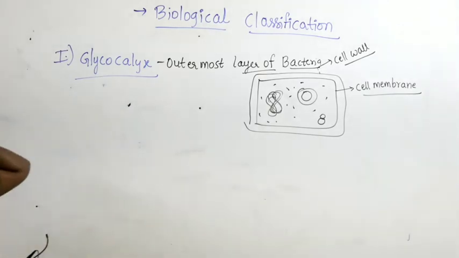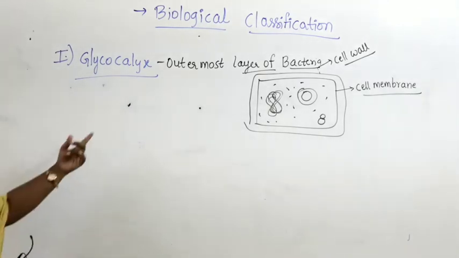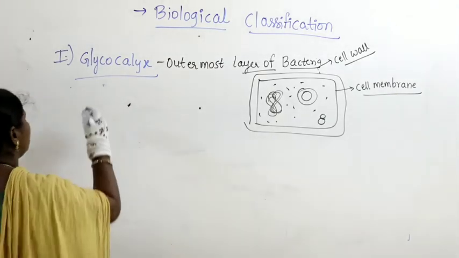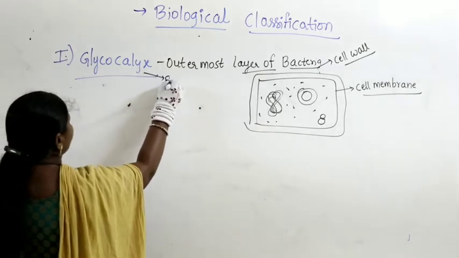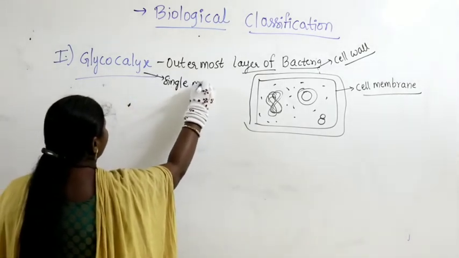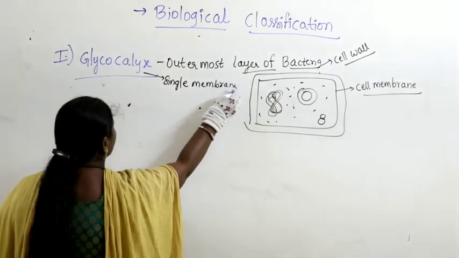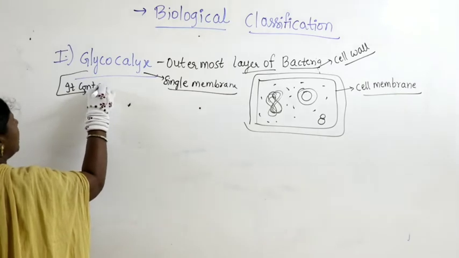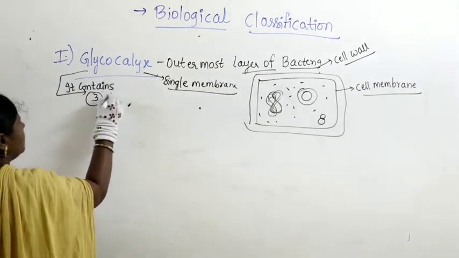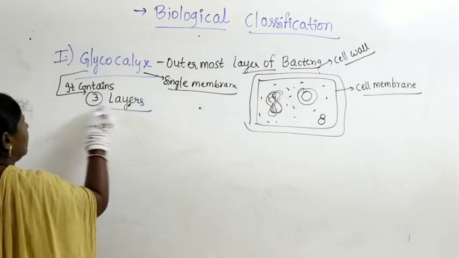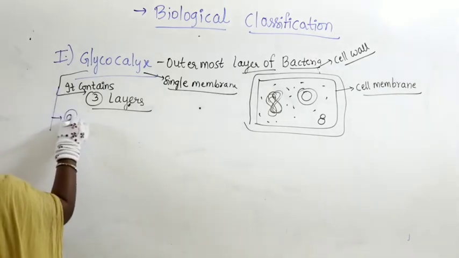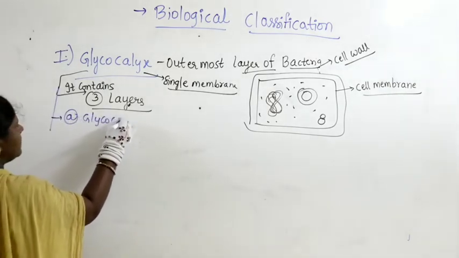Now, what does Glycocalyx mean? It is the outermost layer of bacteria. It looks like a single bounded membrane, but it actually contains a combination of three layers. What are the three layers here? The outermost layer itself is called Glycocalyx.